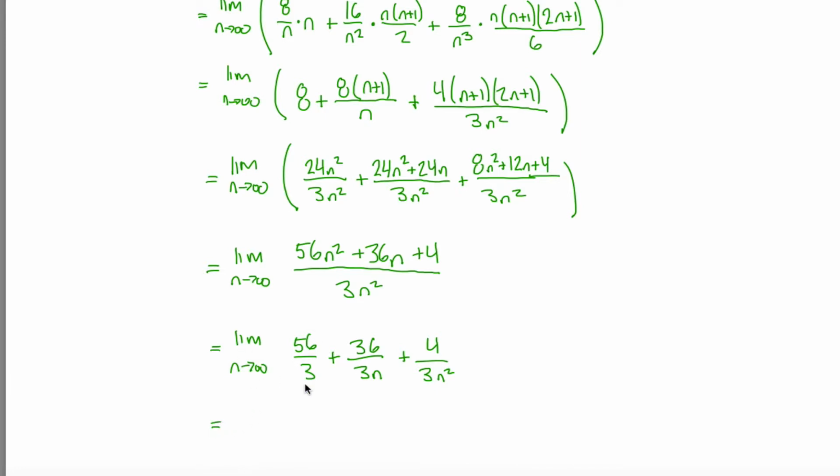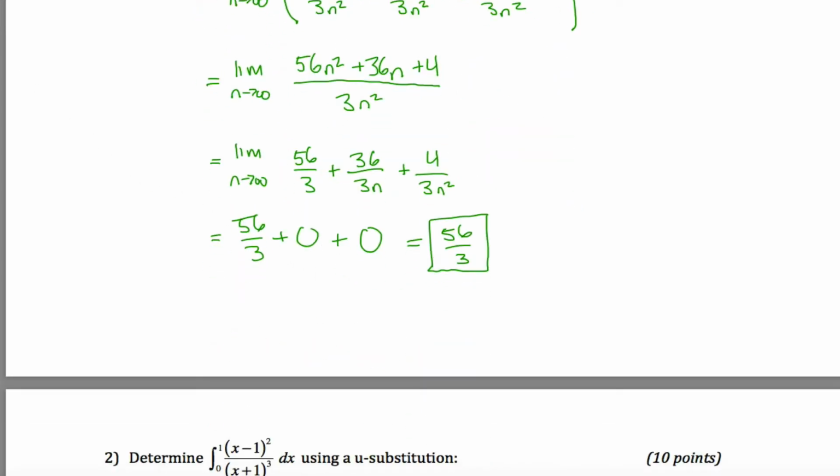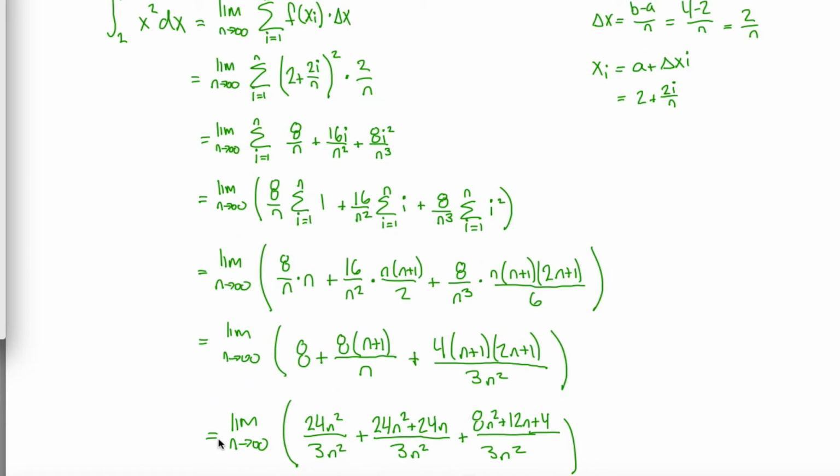The limit as n approaches infinity of 56 thirds is just 56 thirds. The limit as n approaches infinity of this guy, this would be 36 over a huge number, which gets really, really close to 0. Likewise, 4 over a huge number gets close to 0. What I get is that my answer is 56 thirds. You don't got to check your answer. But if you were so inclined, you could check it.